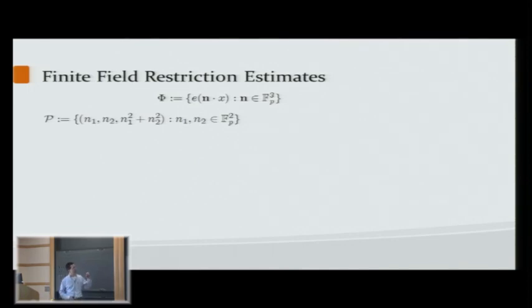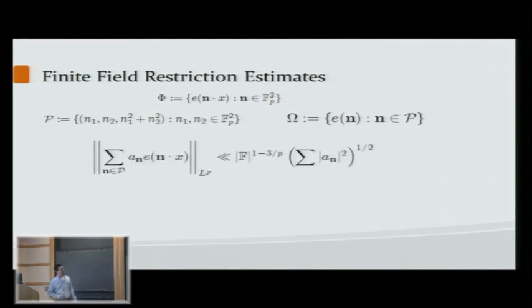So this is just the set where I let the first 2 coordinates range over everything, and the third coordinate is the sum of the squares of the first 2 coordinates. So the entire set has size p cubed, and this subset has size p squared. And then I associate to this paraboloid a set of characters.